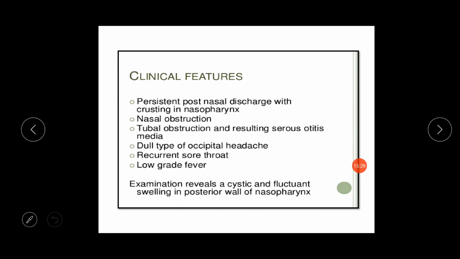Clinical features: it causes persistent nasopharyngeal obstruction, so the patient can develop persistent postnasal discharge with crusting in the nasopharynx, nasal obstruction, tubal obstruction resulting in serous otitis media or CSOM, dull type occipital headache, recurrent sore throat or pain in throat, low grade fever, and there is infection in the pharyngeal bursa. Examination reveals a cystic and fluctuant swelling in the posterior wall of the nasopharynx.